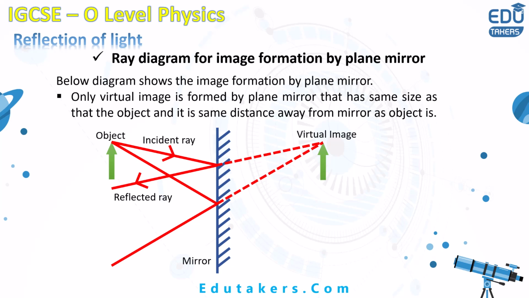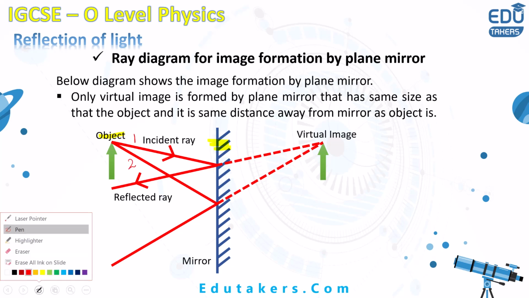But how is this image formed? First of all, on the left hand side, here is the object that is shown by the green arrow. It is placed on the left hand side of the plane mirror. There are rays coming from this object. I suppose that there are two rays. One is here and the second one is here.